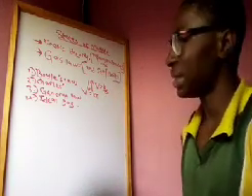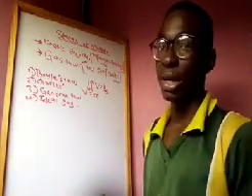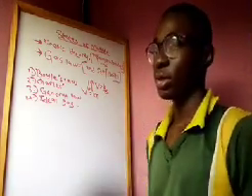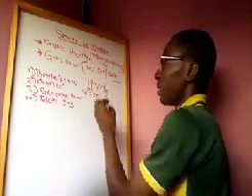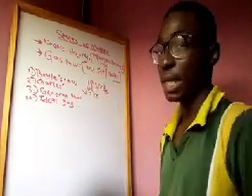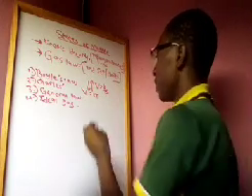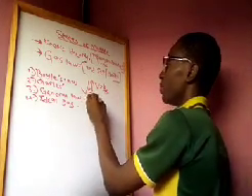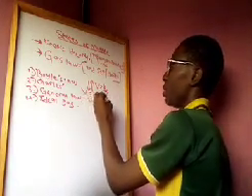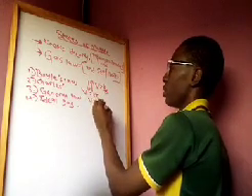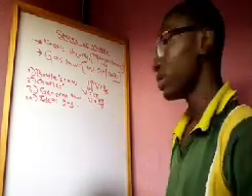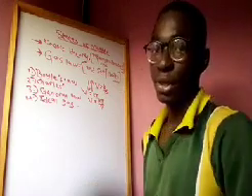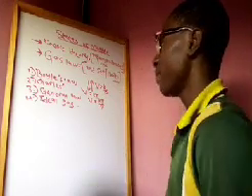Then we have the general gas law, and the general gas law is no other law than the combination of Boyle's law and Charles' law. Because V is directly proportional to temperature in Charles' law and inversely proportional to pressure in Boyle's law, V will be directly proportional to temperature and inversely proportional to pressure. When we combine them, we say V is equal to KT over P. That is called the general gas law. And then we have the ideal gas law.